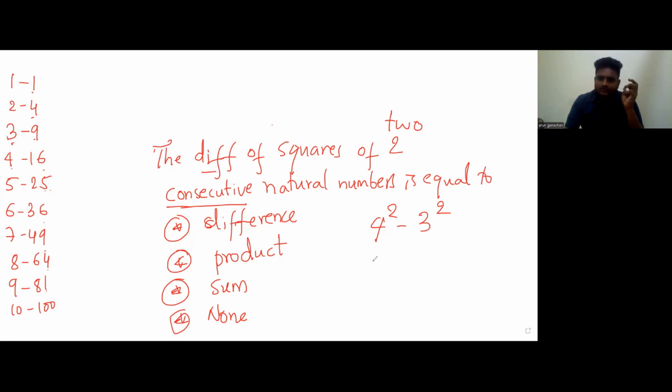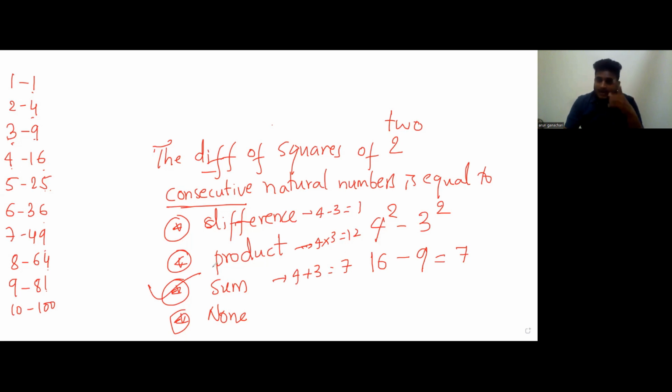What is 4 square? 16. What is 3 square? 9. What is 16 minus 9? 7. Yes. Now, how will I reach 7? By taking the difference. What is 4 minus 3? 1. Yes or no? What is 4 into 3? 12. But what is 4 plus 3? 7. So the difference of squares of two consecutive natural numbers is equal to what there? Sum.